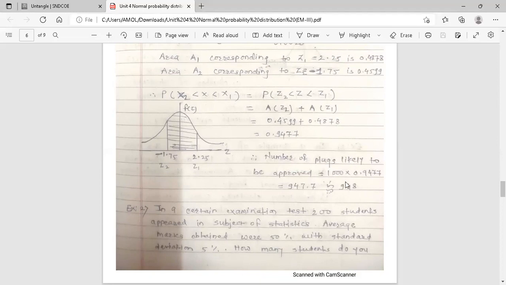948 plugs are likely to be approved. This is your answer, and this example is over here.